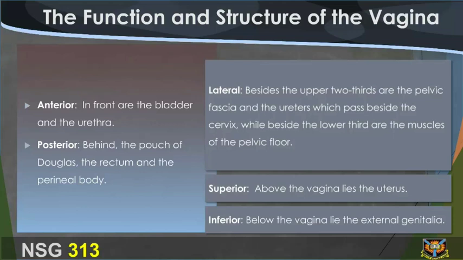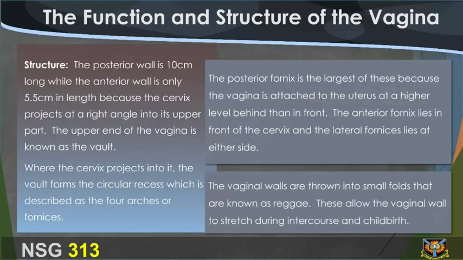Superior. Above the vagina lies the uterus. Inferior. Below the vagina lie the external genitalia. Structure. The posterior wall is 10 cm long, while the anterior wall is only 7.5 cm in length, because the cervix projects at a right angle into its upper part.